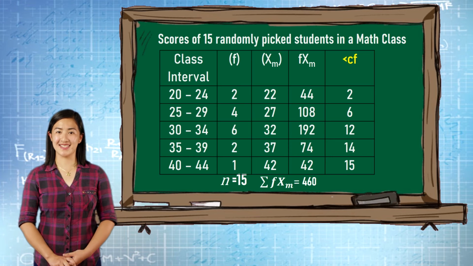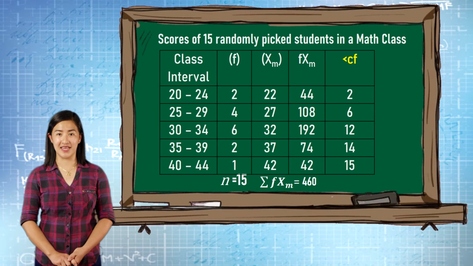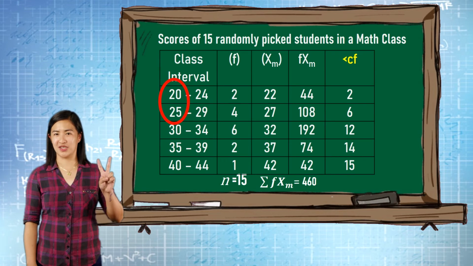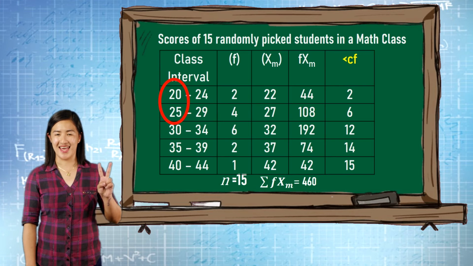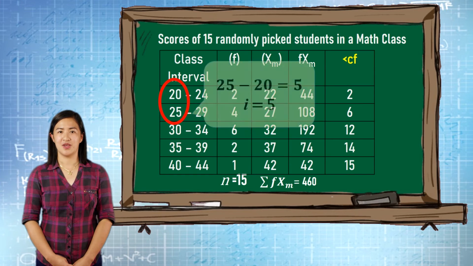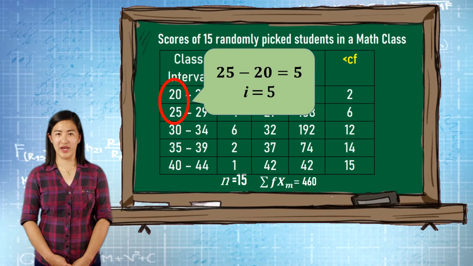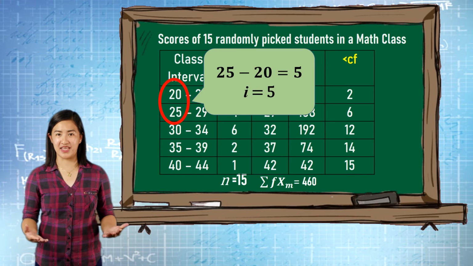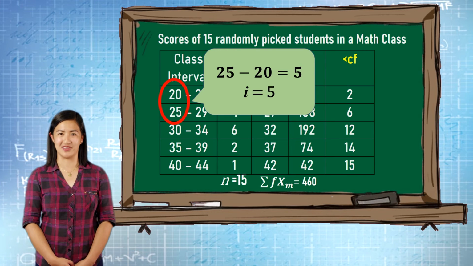We also get the size of the class interval denoted by I. Subtract the lower boundary in the 2 consecutive classes. That is 25 minus 20 equals 5. This should also be equal to the difference of any consecutive lower boundaries.